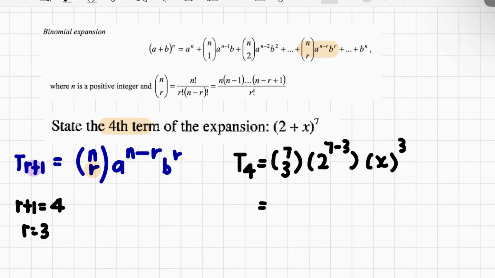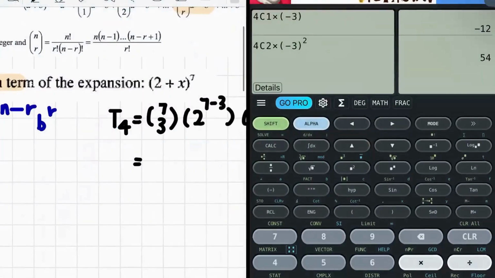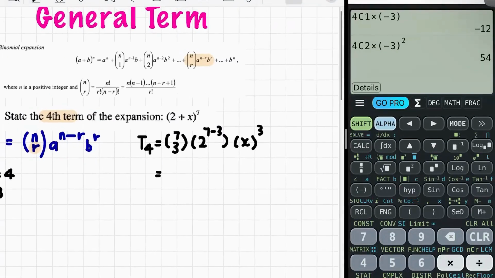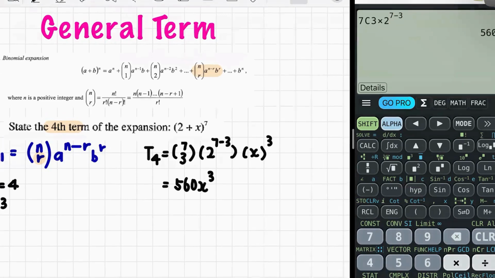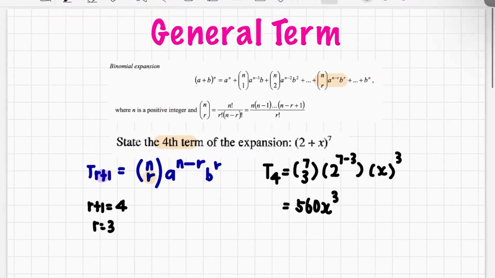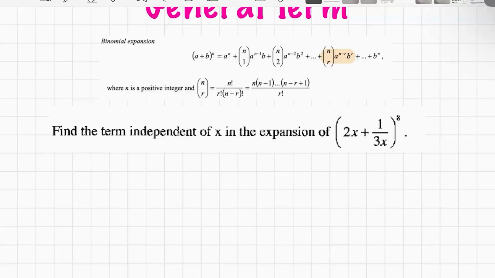Okay, so you just need to press your calculator. Let me just use my calculator here, which is 7 choose 3. So we have 7 choose 3, then multiply by 2 to the power 7 minus 3. So it's just 560. All right, so we have 560 x to the power 3. Okay, but obviously our exam questions won't be simple like that, right? So we're going to see a typical exam type.